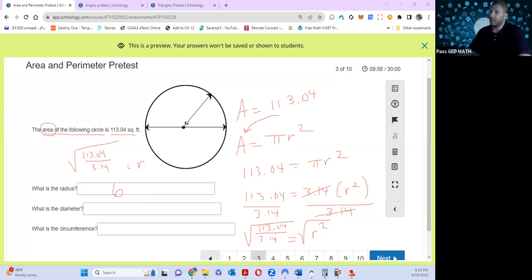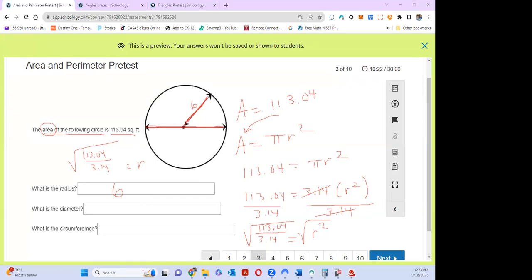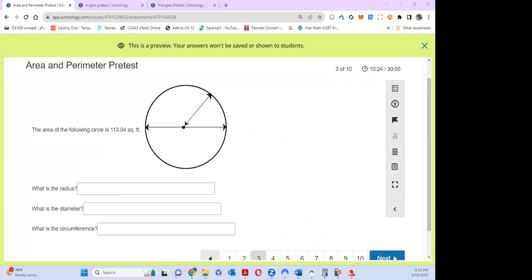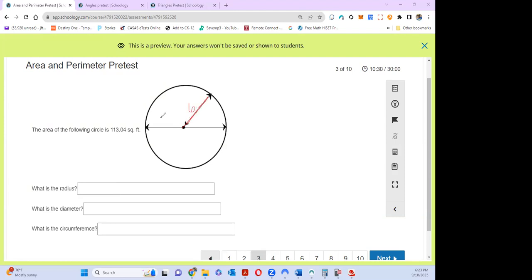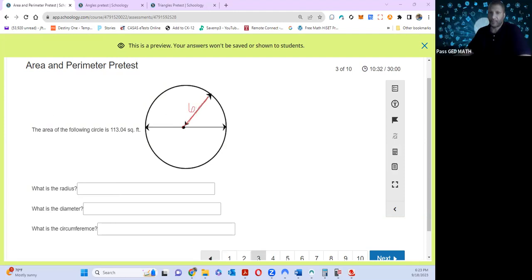So the radius is from here to here. That's 6. The diameter is from here to here. So if the radius is 6, what do you think the diameter is? If you look at this diagram, from here to here is 6. What do you think from here to here is? All right, watch. Let me show you. From here to here is 6, right? What do you think from here to here is?